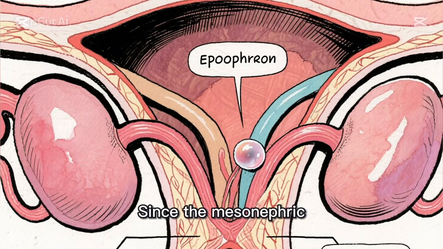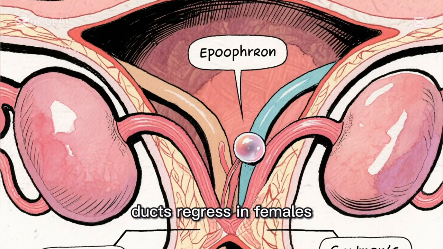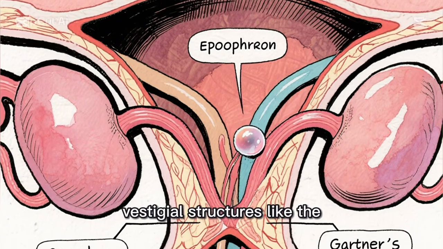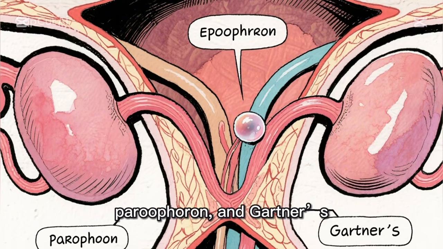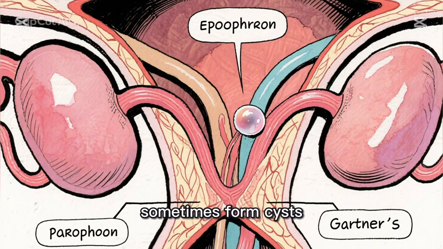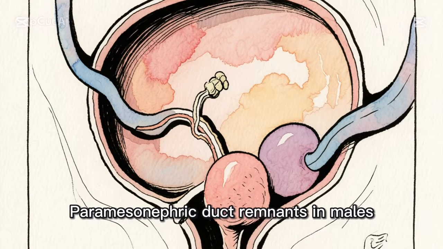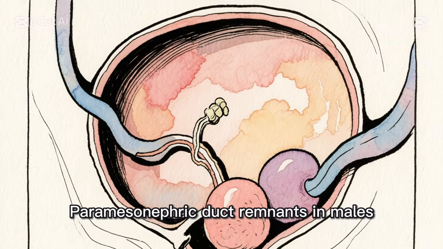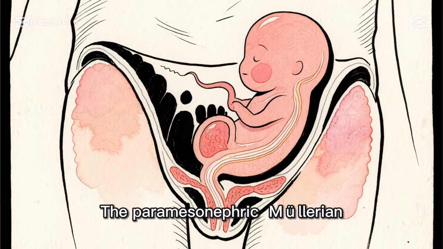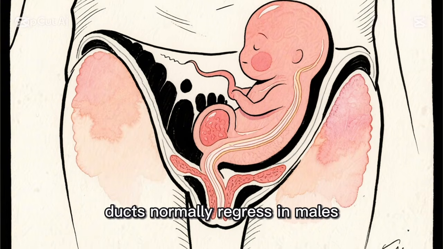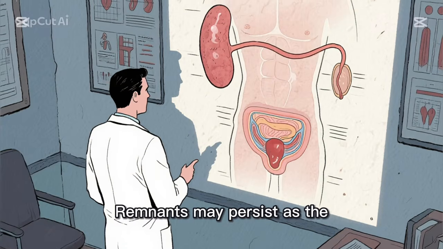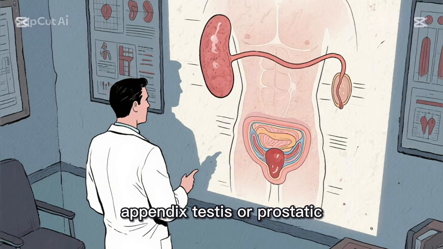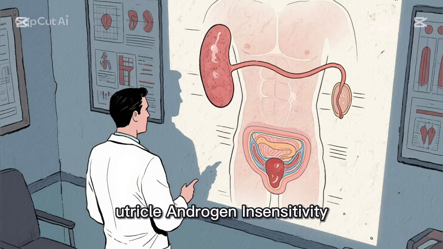Since the mesonephric ducts regress in females, remnants may remain as vestigial structures like the epoophoron, paroophoron, and Gartner's duct, which can sometimes form cysts. Paramesonephric duct remnants in males. The paramesonephric Mullerian ducts normally regress in males under the influence of anti-Mullerian hormone. Remnants may persist as the appendix testis or prostatic utricle.